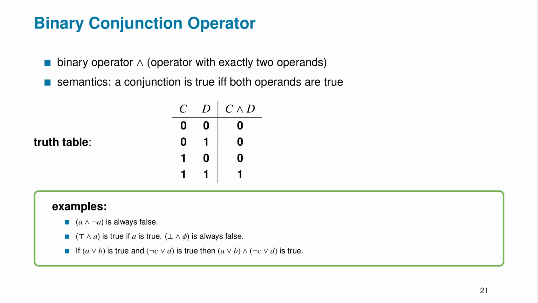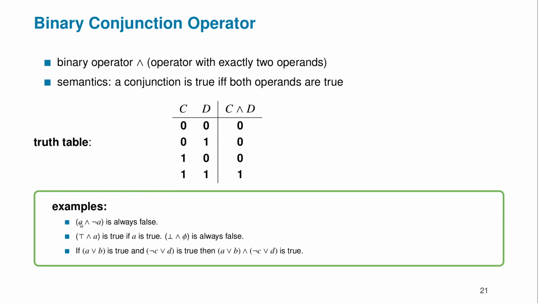And for the conjunction, the situation is similar. The difference is that a conjunction is true if and only if both operands are true. And this is reflected as follows in the truth table. So in the first 3 lines, the conjunction of C and D is false. Only in the last line, where both C and D are true, their conjunction is true.